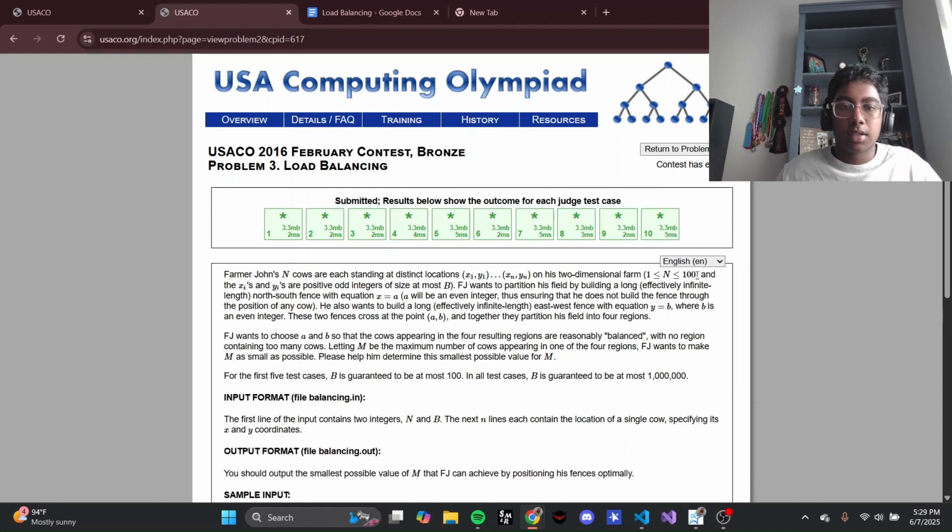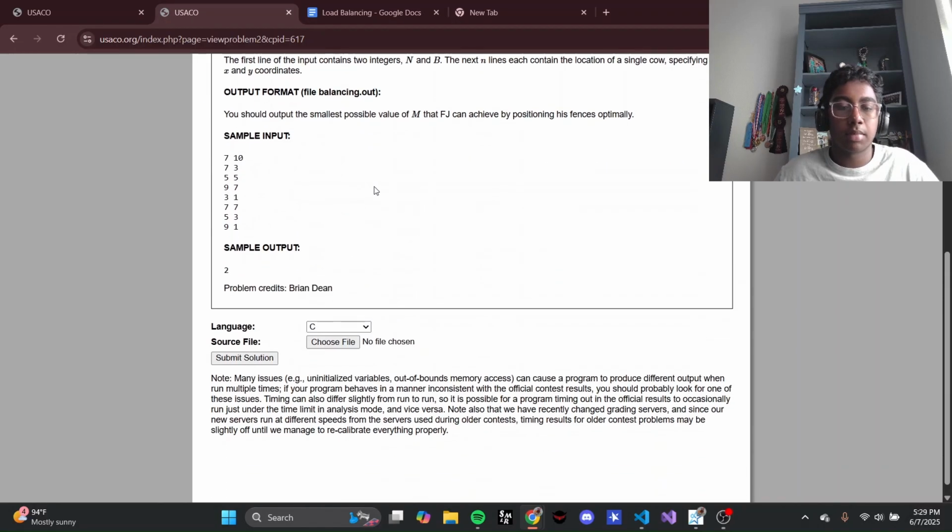All right. So yeah, that was load balancing. That was a complete search problem.